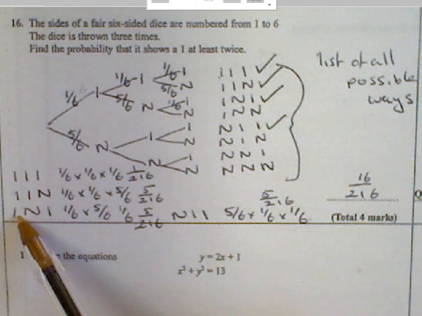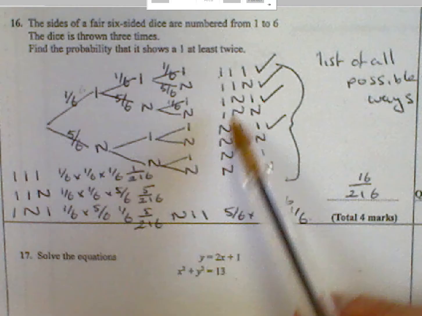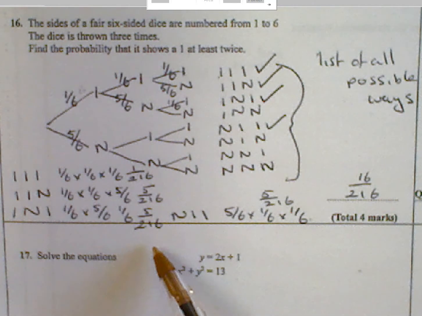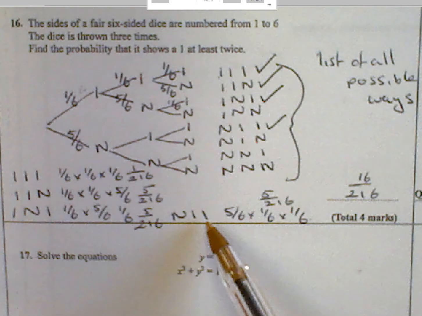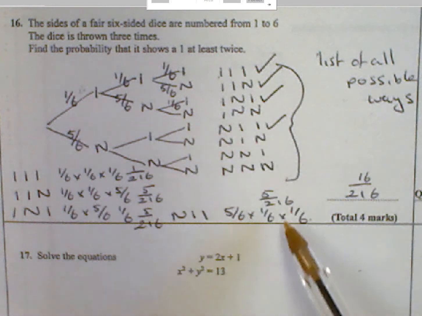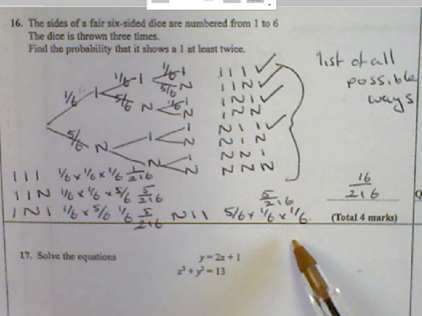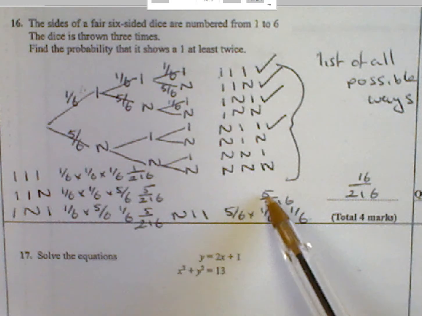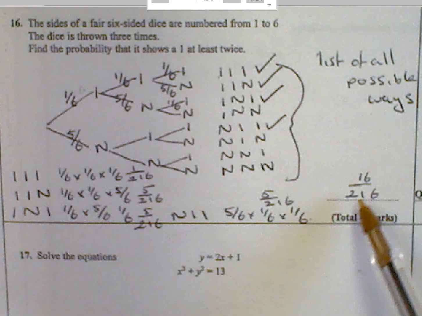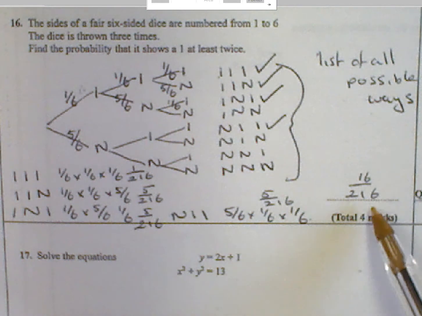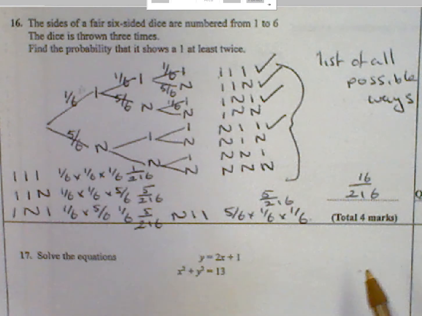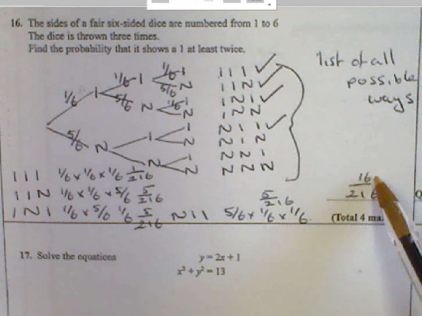And here we've got a 1 followed by not a 1 followed by 1, which also turns out to be 5 over 216. And here, just because there isn't a lot of space, I've done not a 1, a 1, and a 1 down here. So you can see there are 5 out of 216 here, 5 here, 5 here, 1 here. So altogether you've got 16 out of 216. They haven't asked me to simplify it, even though if you did, you wouldn't get it wrong. So I've just left it as 16 over 216.